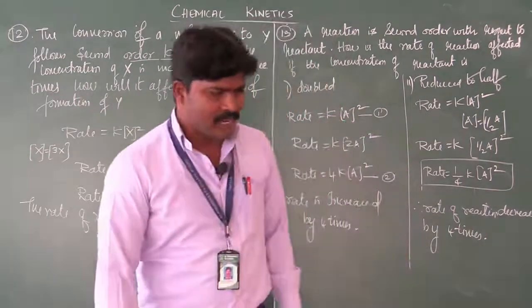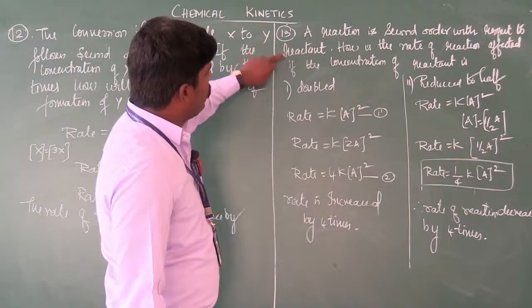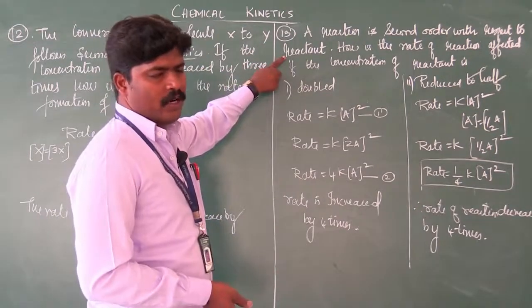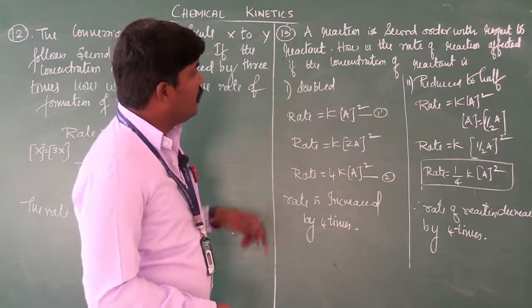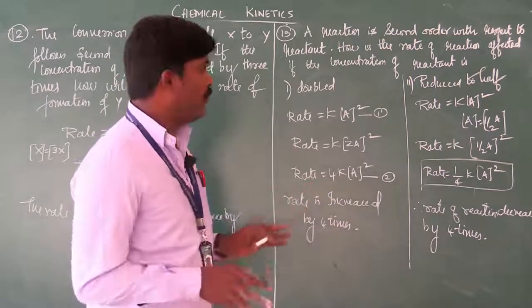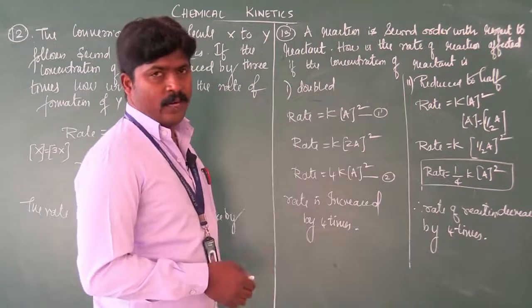Let me come to another problem of the same type. A reaction is second order with respect to a reactant. That is again the same way, it follows second order kinetics. How is the rate of reaction affected by the concentration of the reactant? There are 2 cases: the reactant is either doubled or reduced to half. What happens if you double it?